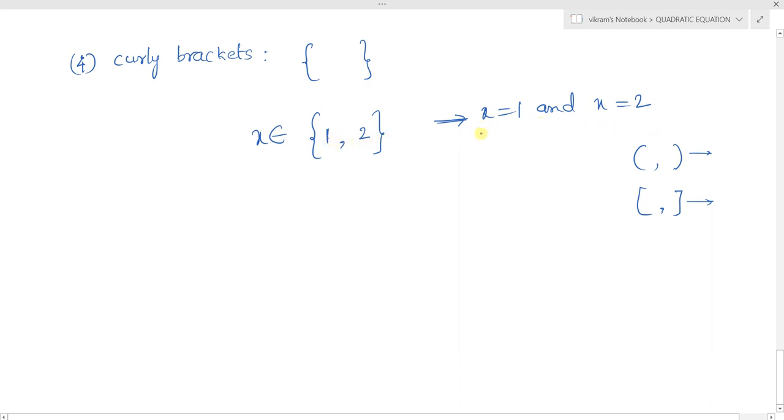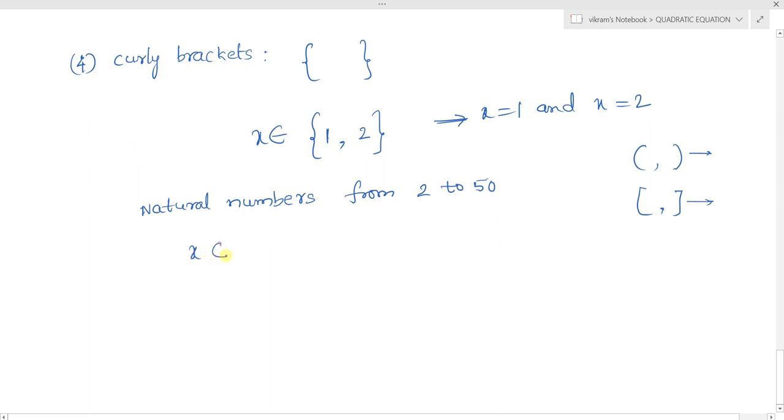The curly brace of 1, 2 represents x equals 1 and x equals 2, but the in-between values are not taken. Only particular values have to be represented. For example, if the question asks to represent in brackets the natural numbers from 2 to 50, how do we represent the natural numbers from 2 to 50?